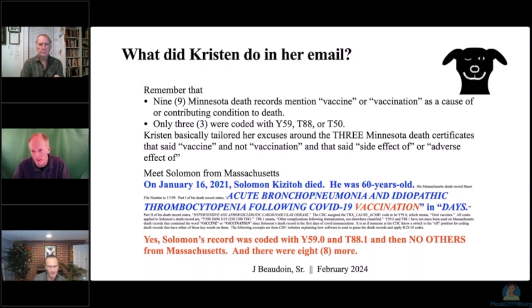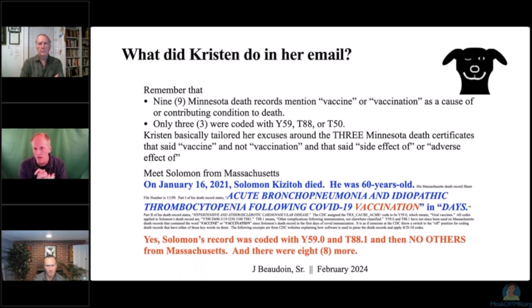The really important thing here is that this is an automatic software program. They coded this one for Solomon, January 16, and then another 8 they didn't. Somebody is manually intervening to either turn off the software to code vaccines as a cause of death, or they're deleting them. It has to be. This is automatic. Computers don't make these decisions. They do what they're told to do. If they coded 3 in Minnesota and 1 in Massachusetts, and then didn't code the rest after that, then somebody is manually intervening to delete vaccine codes.